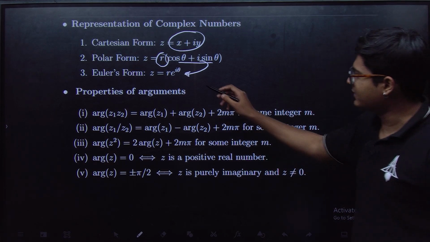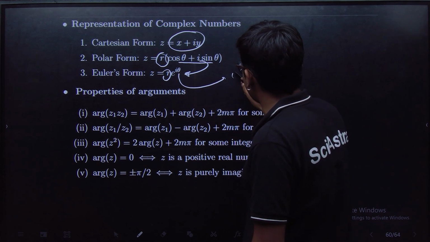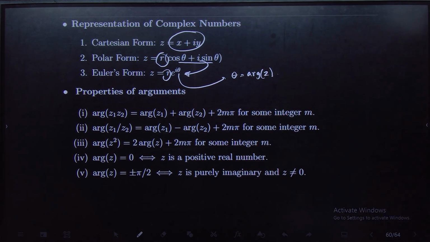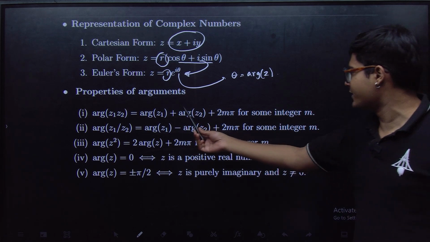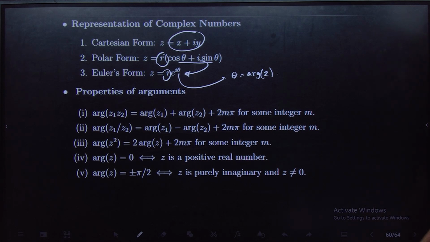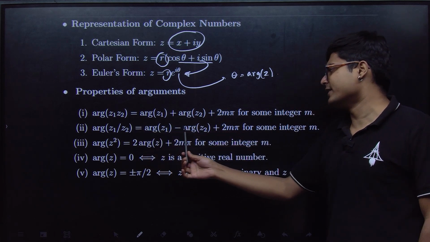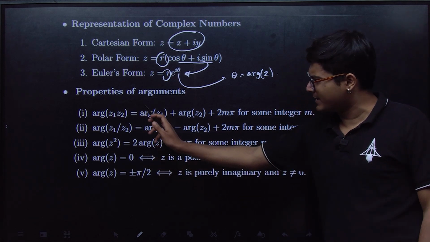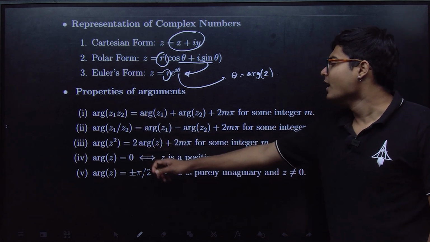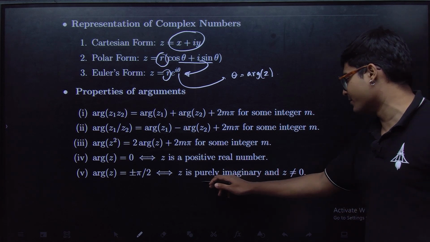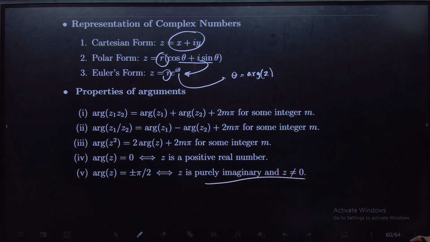Now from here, r is known as the modulus, and this theta is known as the argument of this complex number. Now some properties of this argument. So argument of z1 times z2 is nothing but argument of z1 plus argument of z2 plus 2m pi, for some integer m. Same goes for z1 by z2, it's just a difference plus some 2m pi. Argument of z squared is basically 2 arg z, which follows from the first property. Argument of z equal to 0 implies that z is a positive real number. Argument of z equal to plus or minus pi by 2 implies that it's a purely imaginary number and z is not equal to 0.